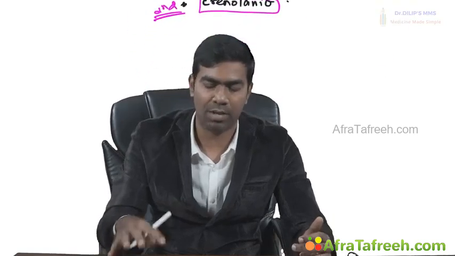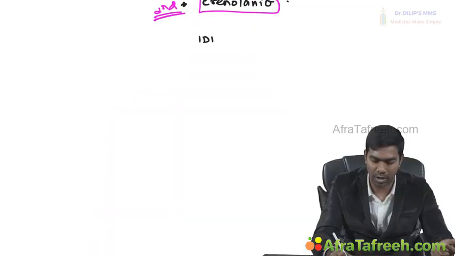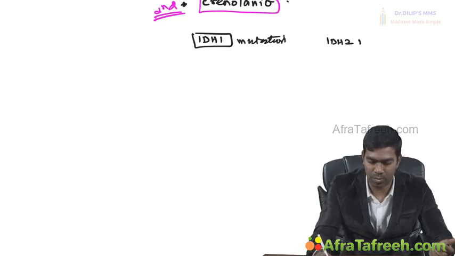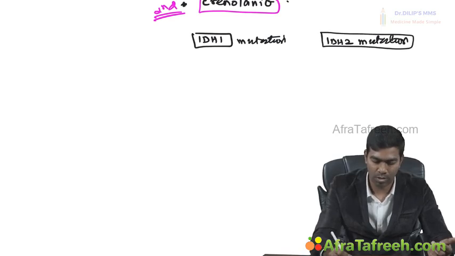And in relapsed or refractory disease, there might be another mutation accumulating in the blasts, which becomes really difficult to treat. That is called the IDH1 mutation, and the second one is called the IDH2 mutation. Remember, there are two drugs that are very important. One is called ivosidenib.